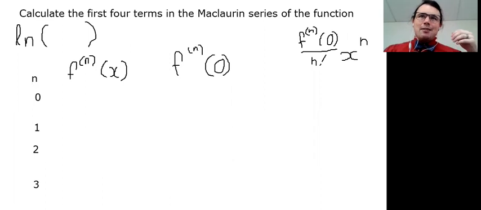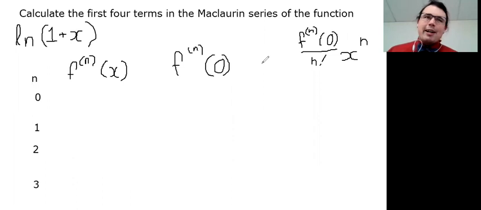As I was saying, I need to be careful with this logarithm function because it's not defined at x equals 0. It's got a vertical asymptote. So with that in mind, I'm not going to do a Maclaurin series for just the natural logarithm. I'm going to do a Maclaurin series for the function the natural log of the quantity x plus 1, or 1 plus x. Order of addition doesn't matter.